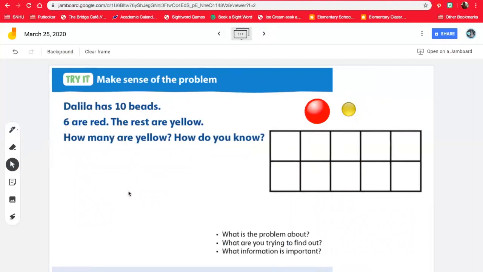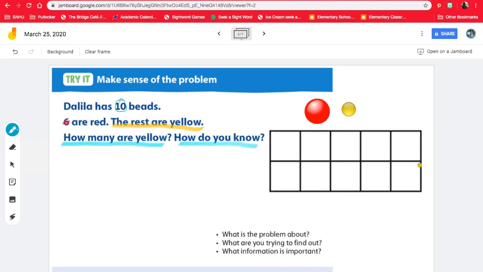Try it. Ooh, we get another problem to try. It says, Dahlia has 10 beads. 6 are red. The rest are yellow. How many are yellow? How do you know? So I know that she has 10 beads in all. I know that 6 of them are red, so I'm going to highlight the 6, because I know that the 6 are red. The rest are yellow. I'm going to underline that in yellow to remind myself that the rest are yellow. How many are yellow? That's an important question to know. I need to know how many are yellow. And how do I know?